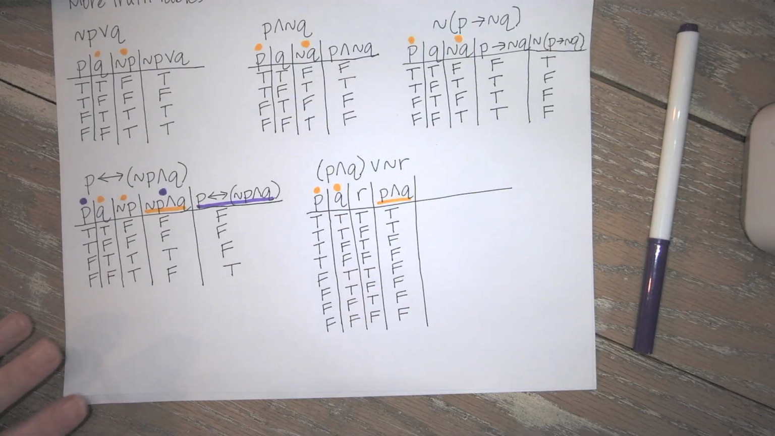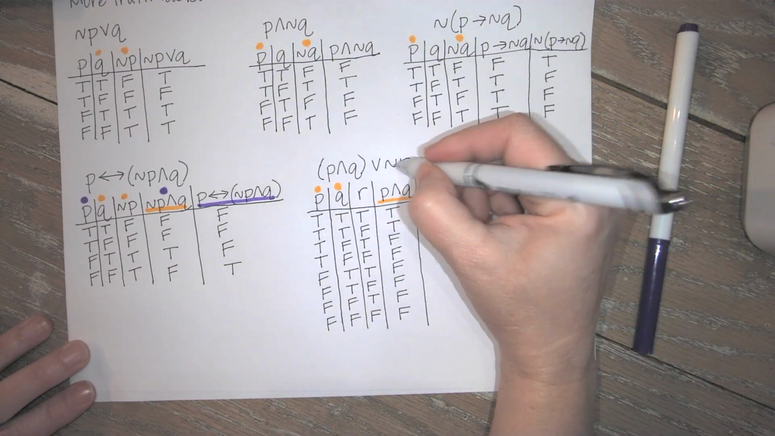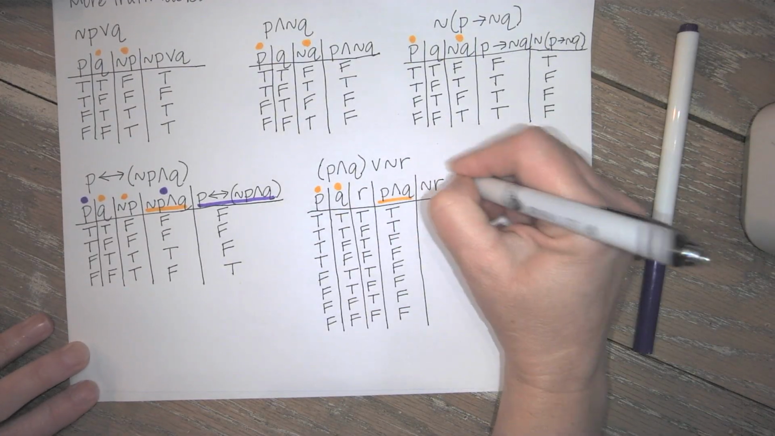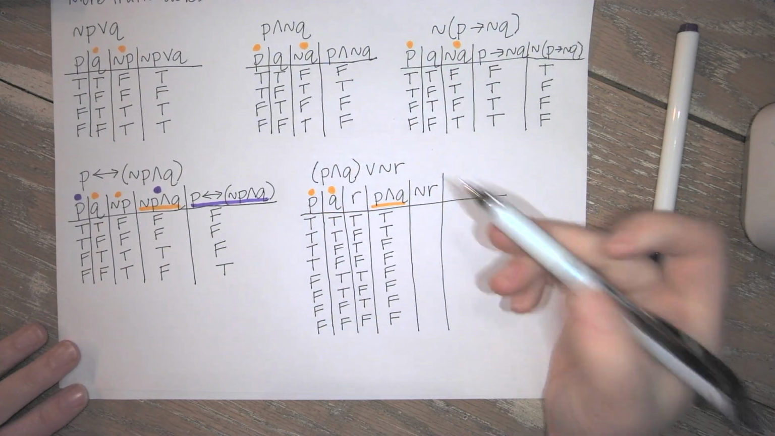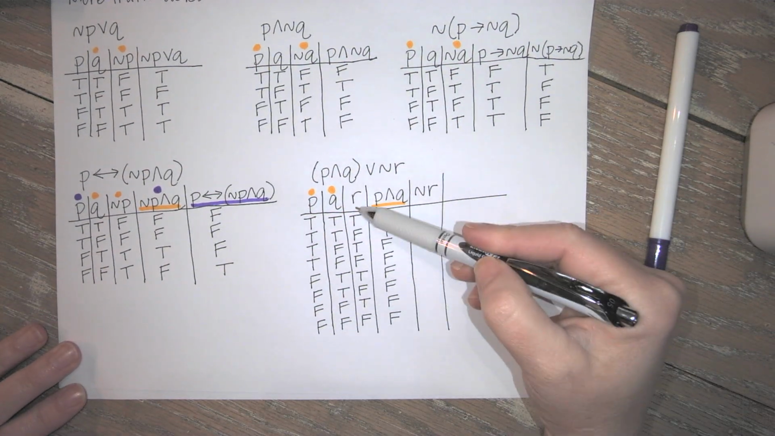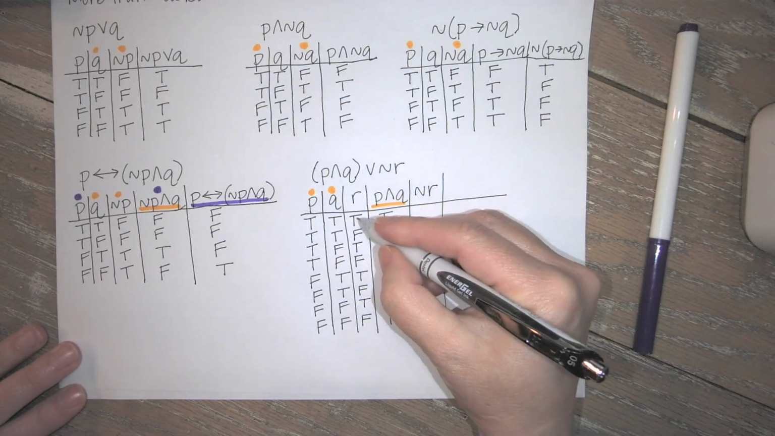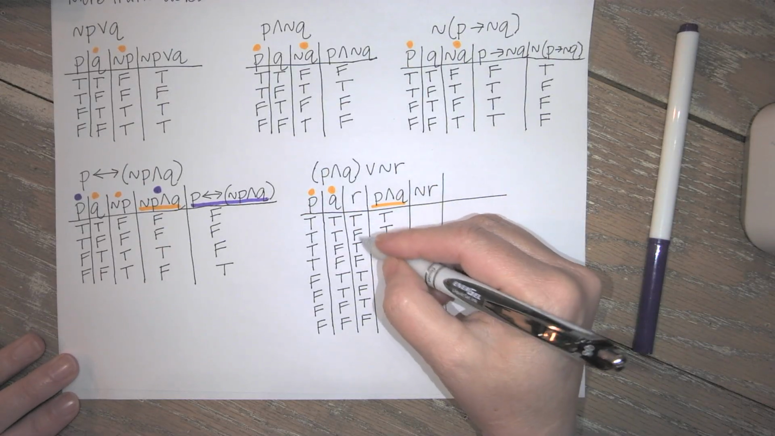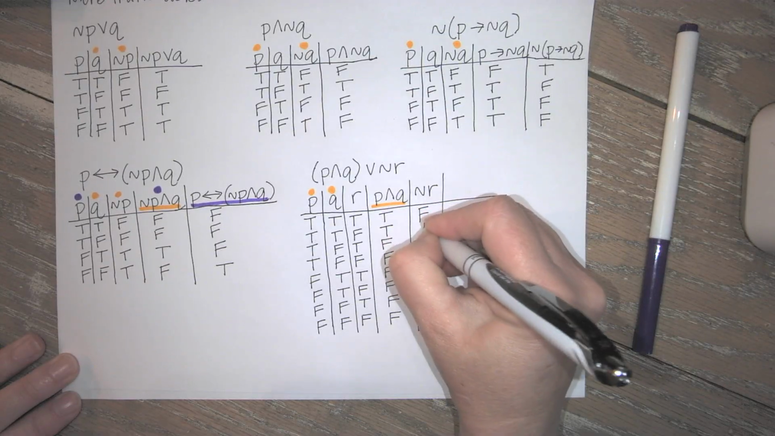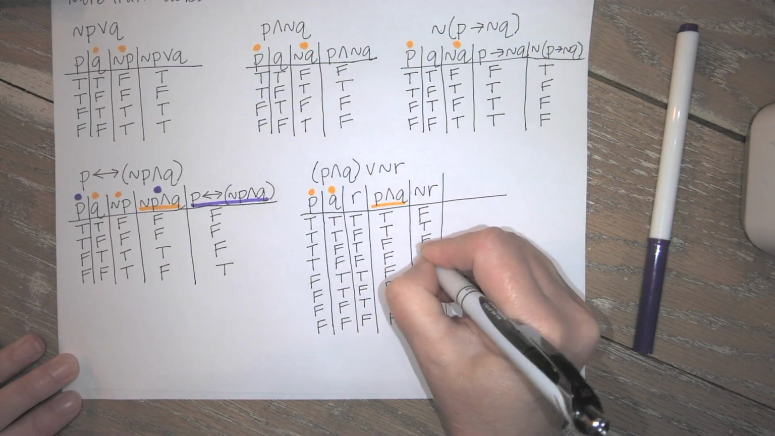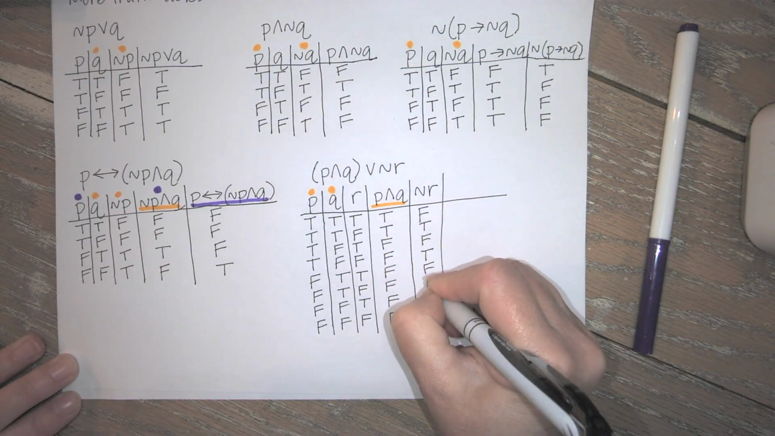Okay, now I'm going to need a not R column. The not R, or the negation of R, is going to change the truth values of the R column. So if you look at the R column, it goes true, false, true, false, true, false, true, false. So not R will be false, true, false, true, false, true, false, true.